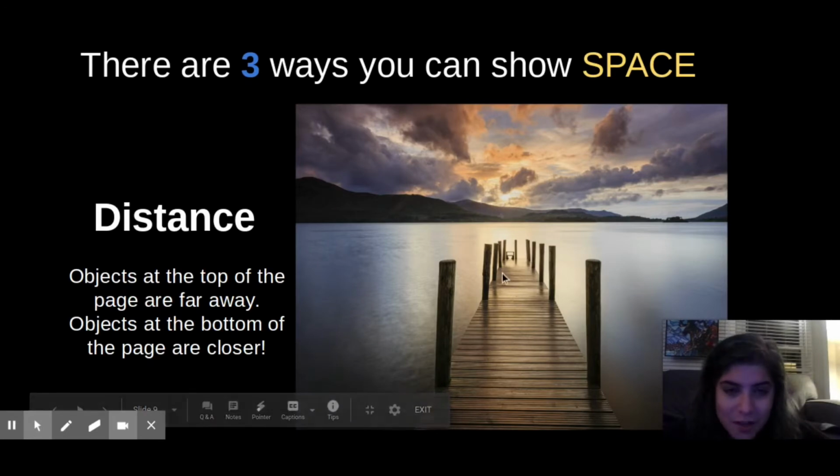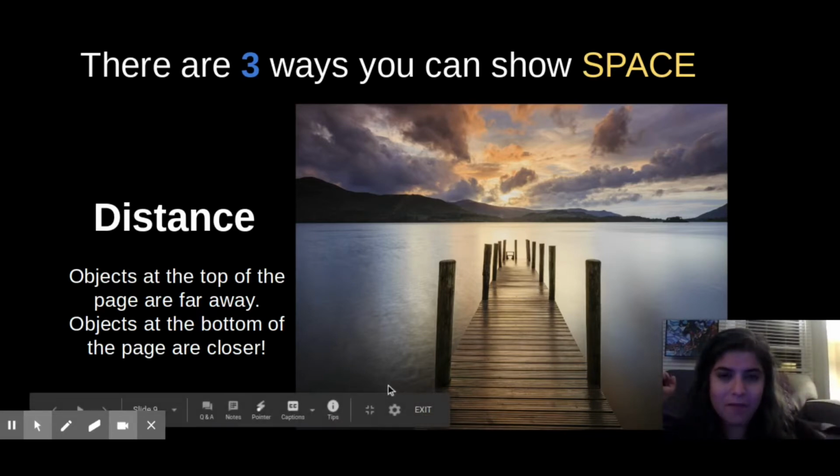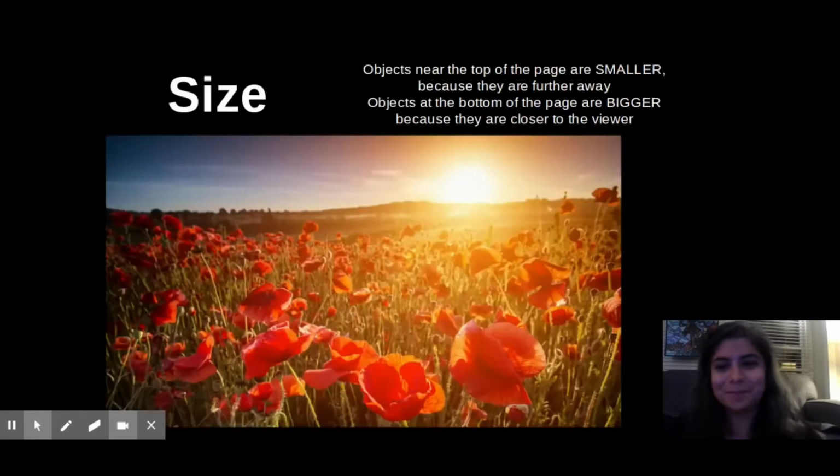So, the edge of this dock, if we were there, if we, the viewer, because we're looking at this picture, if we were there taking the photograph, if we took one step, where would we be? Right here at the bottom of the picture. But we could also go to the edge of this dock. So, it's further away, but it's not as far as the mountains, right? So that's why it's in the middle of the page.